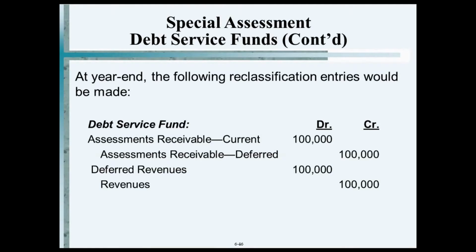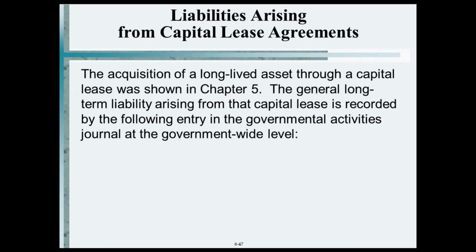At the end of the year, as I said, you basically reclassify this from deferred revenues to revenues. And that's all there is to it. You just introduced two different accounts: assessments receivable and deferred revenue. Right? That's all. There is nothing more to it than really that.